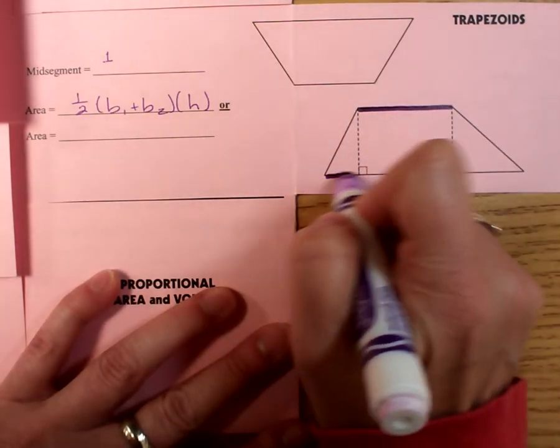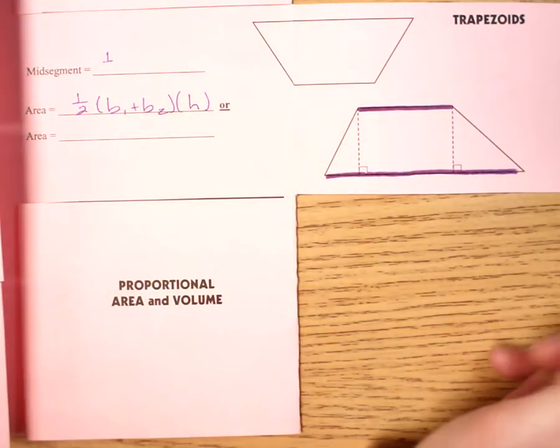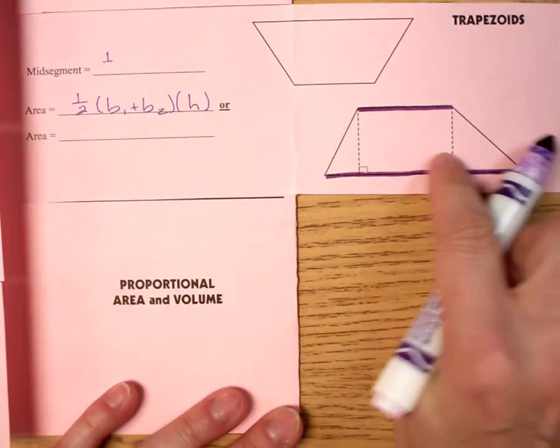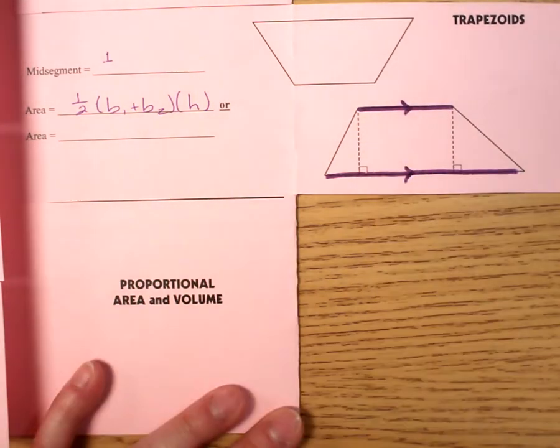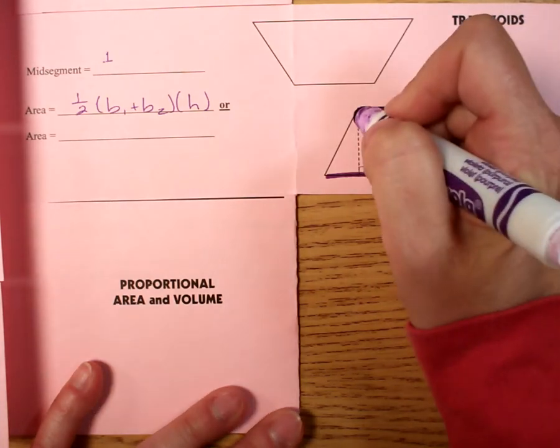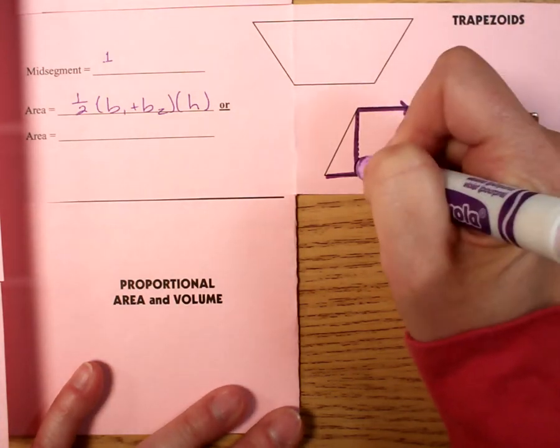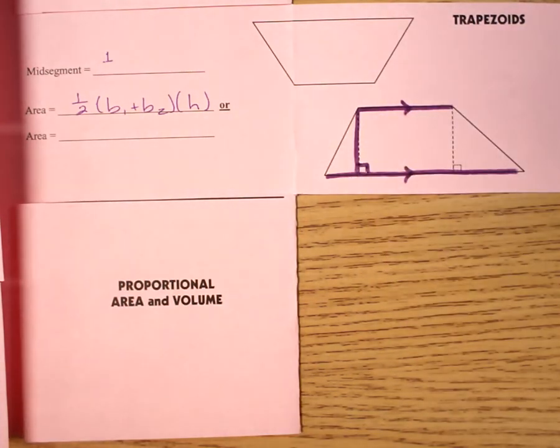These would be our two bases. Okay, and our two heights are going to be the same because remember, these are parallel. So the distance between those is going to remain consistent, so it doesn't matter where we draw it. And that would be our height. So that's option number 1. Let's talk about why that works.